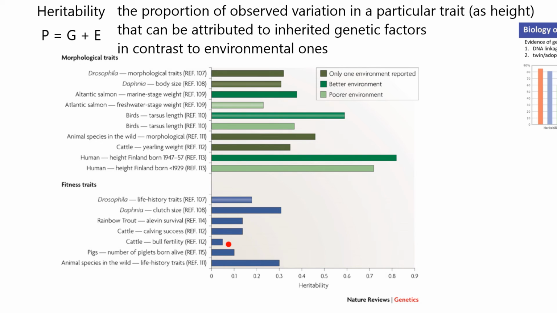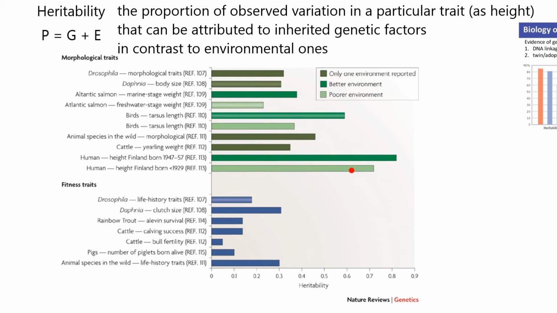Cattle, bull fertility, very lowly heritable. That means it's hard to make progress in how fertile a bull is by selecting. So the kicker is, and I didn't say that before, but if heritability is low, it's hard to select for the trait because there are so many environmental factors going on that you can select good bulls for fertility and not make a lot of progress.